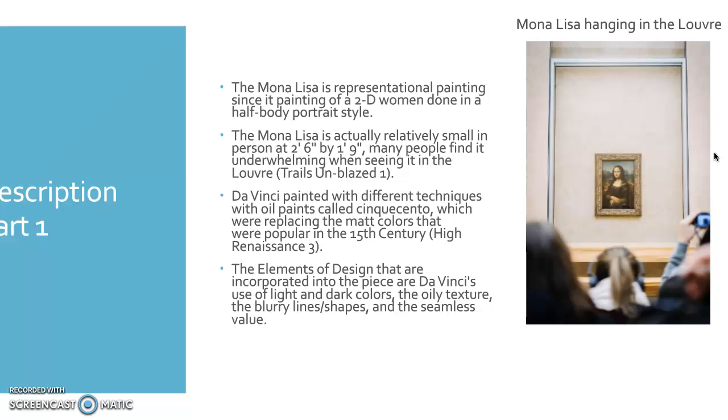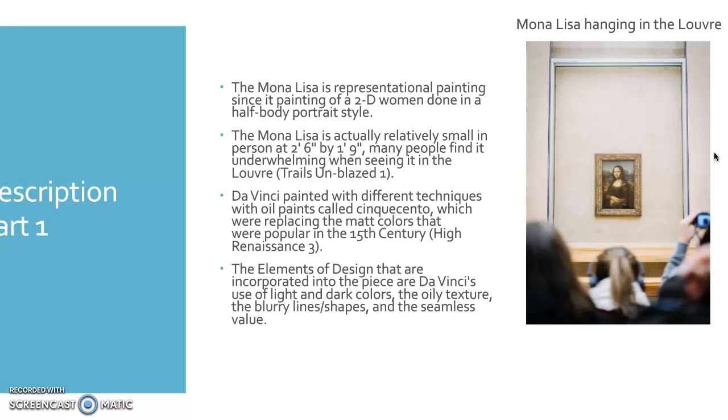Description. The Mona Lisa is a representational painting of a human woman, since it is a painting of a 2D woman done in a half-body portrait style. The Mona Lisa is actually relatively small in person, at 2 feet 6 inches by 1 foot 9 inches. Many people actually find it underwhelming when seeing it in the Louvre.